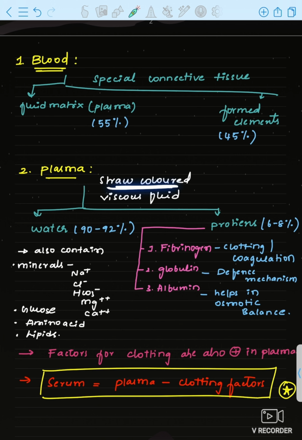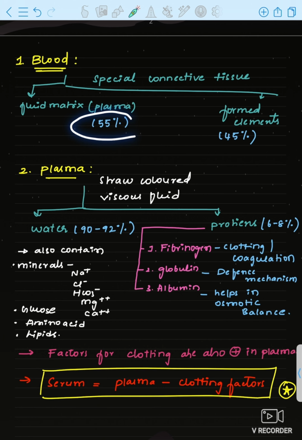Straw color means light yellow color. Plasma will be light yellow in color. And viscous fluid means it has some consistency, like honey, not so thick and not so fluid. Honey is a little bit viscous. In the same way, the plasma in the blood will also be viscous and it is straw colored.